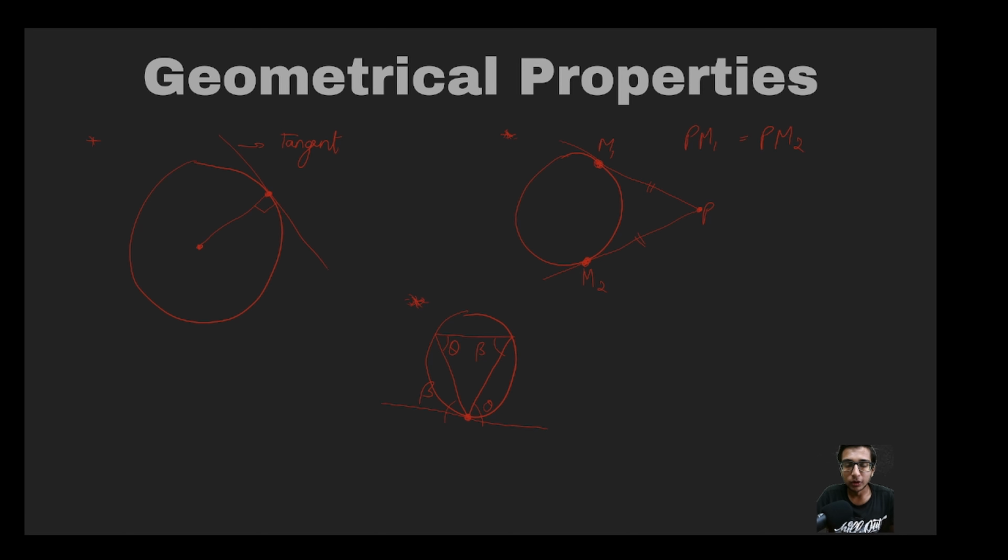So that was all about the geometrical properties and the basic terminologies of a circle. Now we will be looking into the standard equation and the different forms of equation of a circle.